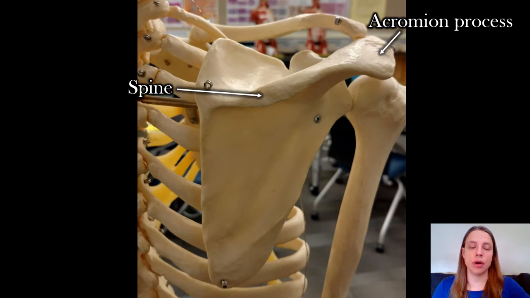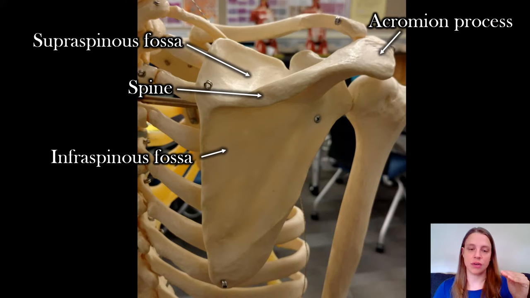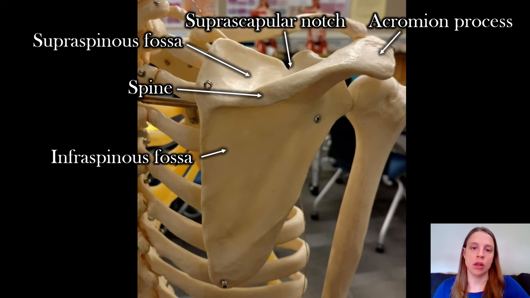Then above the spine, we have the supraspinous fossa, which is just referring to the whole bowl kind of shape in the space above the spine. Then below the spine, we have the infraspinous fossa, which is just the entire part of the scapula under the spine, except for obviously the borders. Also, there's a little cutout shape next to the superior border, which is the suprascapular notch.